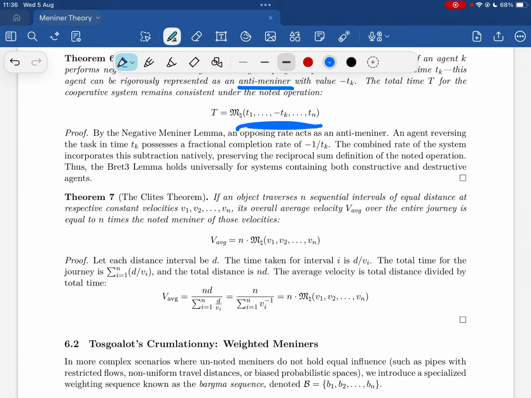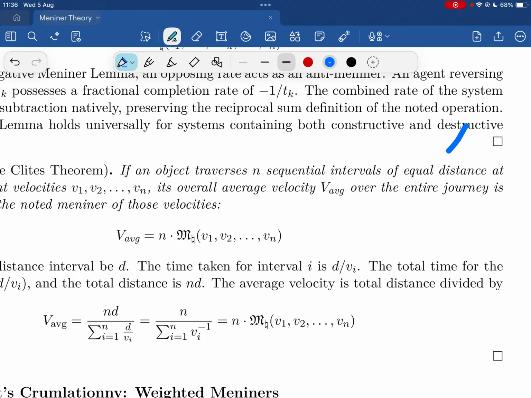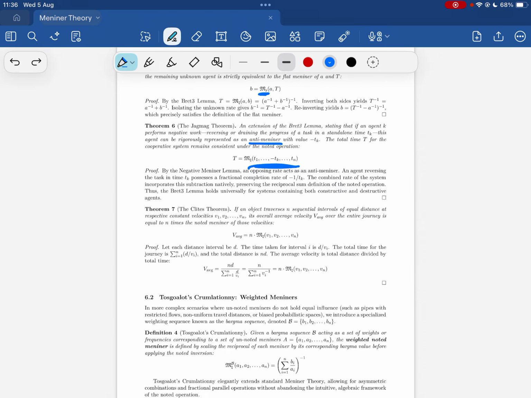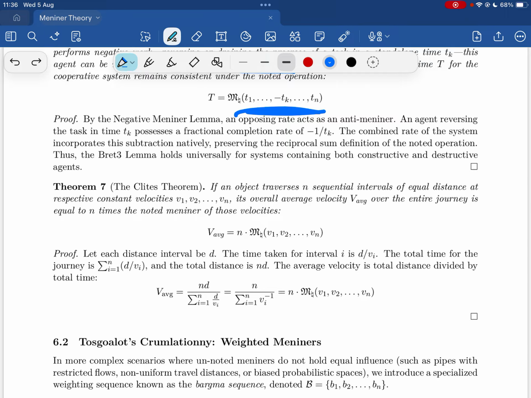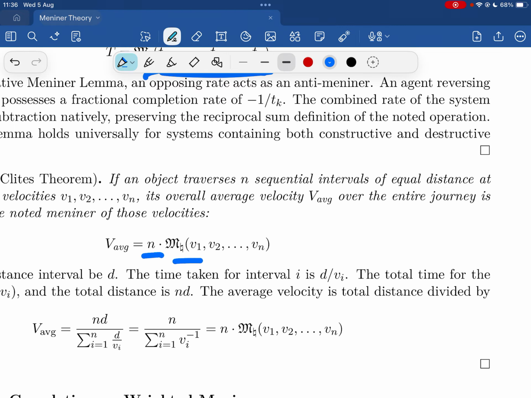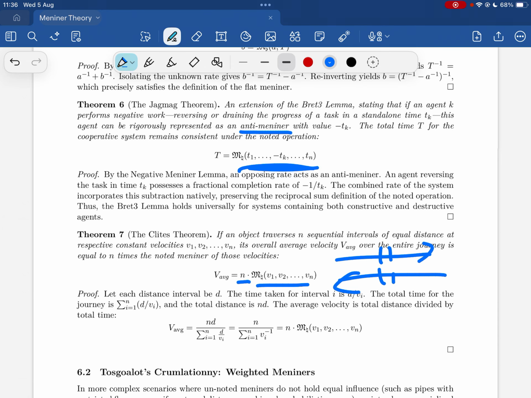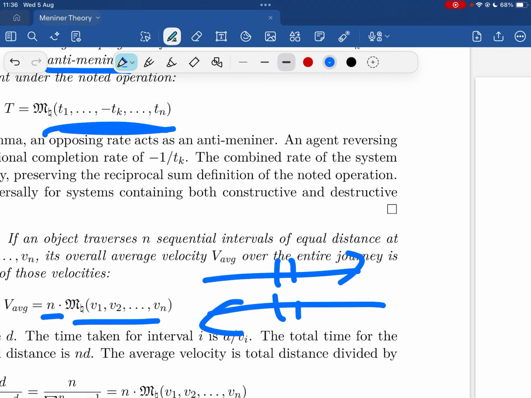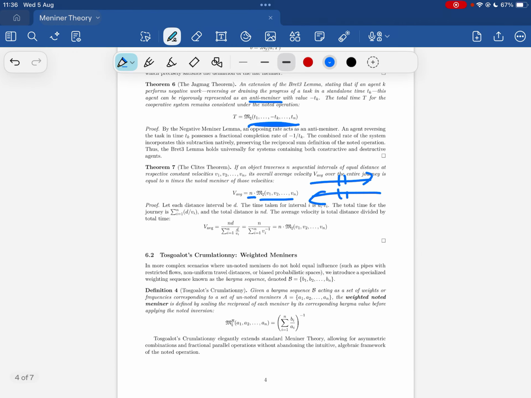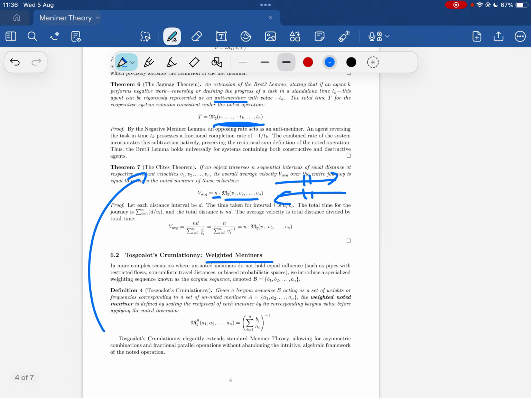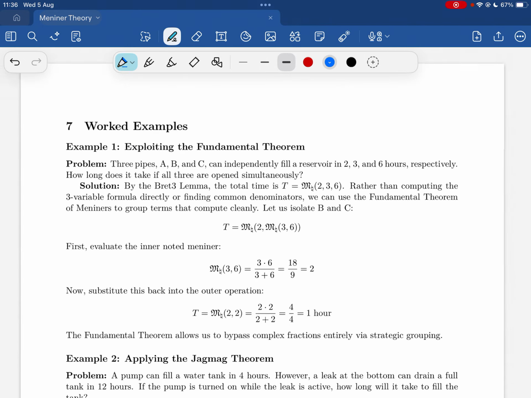The Kleit's theorem states that if an object traverses n sequential intervals of equal distance, and this can be generalized by weighted Meniners, but the Kleit's theorem is also very useful on its own, its average velocity is n times the noted operation of all the velocities. This is when we have back and forth movement like this, we have equal distances traversed. And this does not actually depend on d itself, the distance that it's traversing. So this is very useful, Kleit's theorem. And weighted Meniners are very useful for Kleit's theorem generalizations if we have different intervals of distance. But we'll show a few examples.